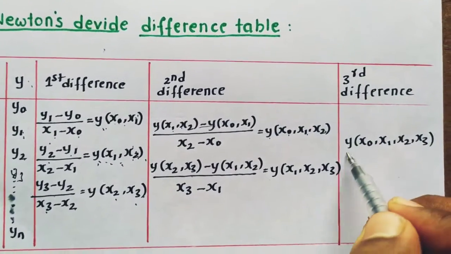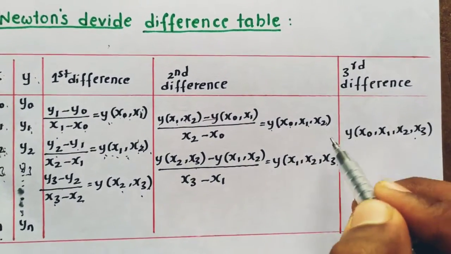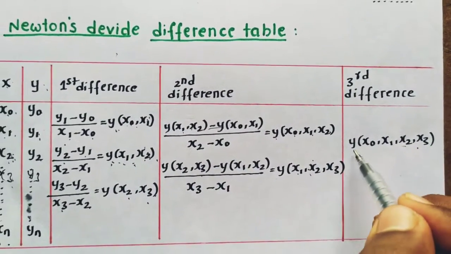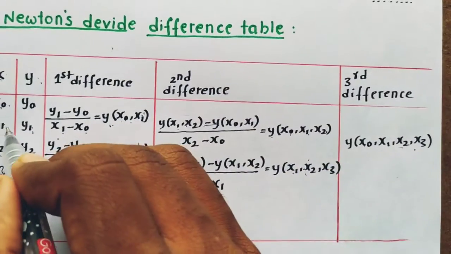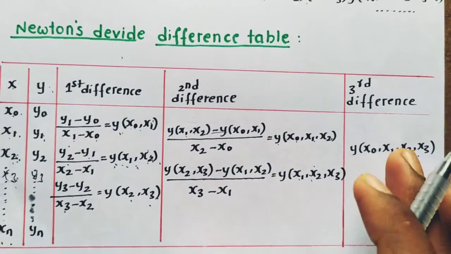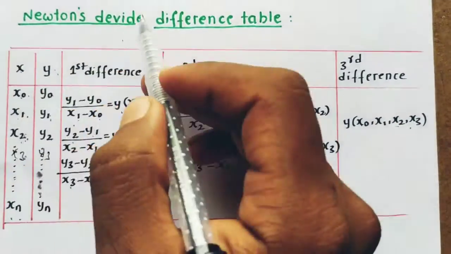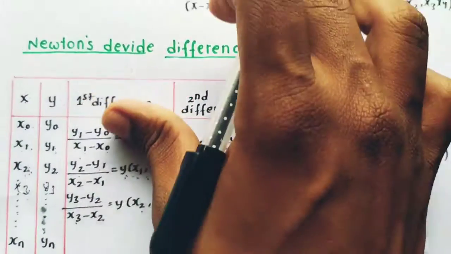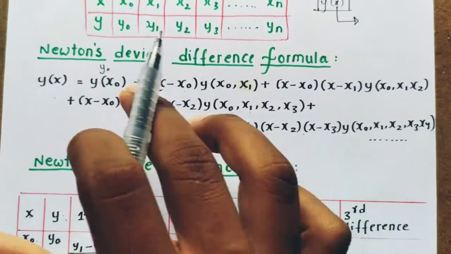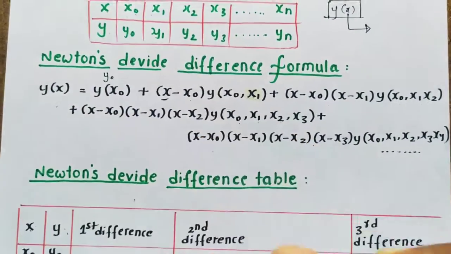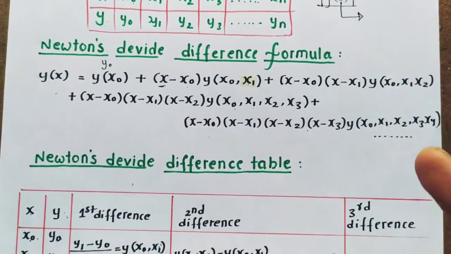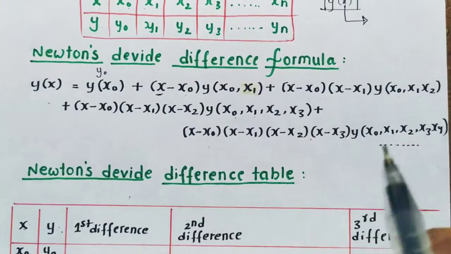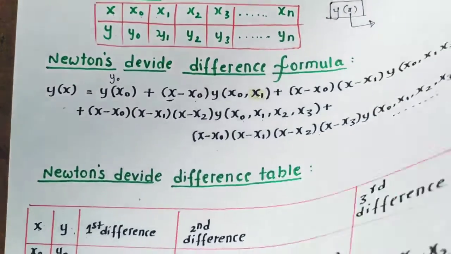Similarly, the third difference is the difference of these two values, divided by x3 minus x0, which gives y of x0 x1 x2 x3. In this way we can find the Newton's divided difference table, and finally we substitute these values in the given formula and get the first derivative or second derivative, depending upon the way the questions are asked.